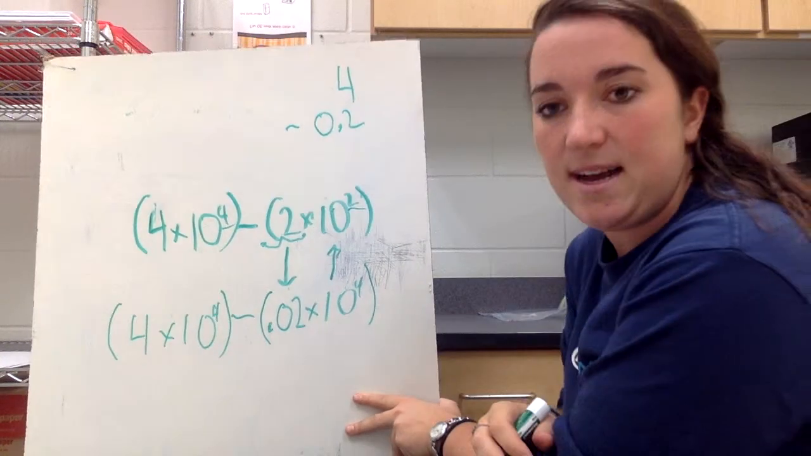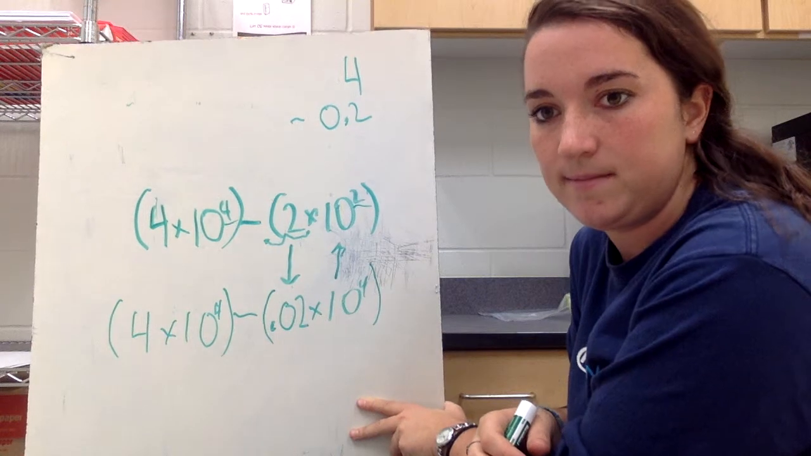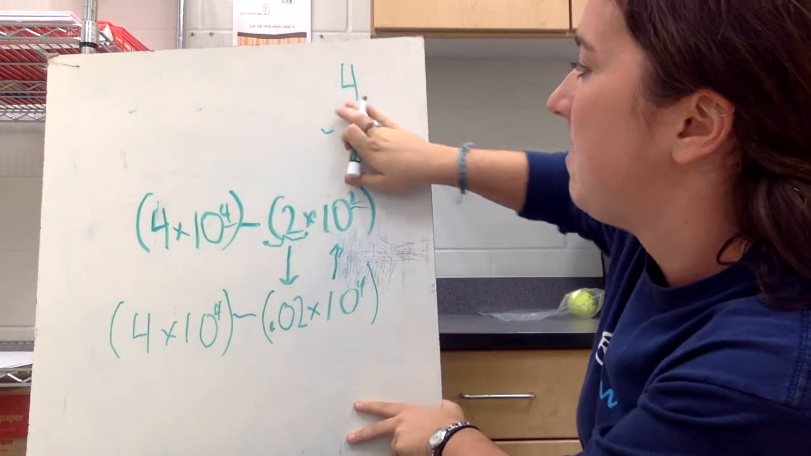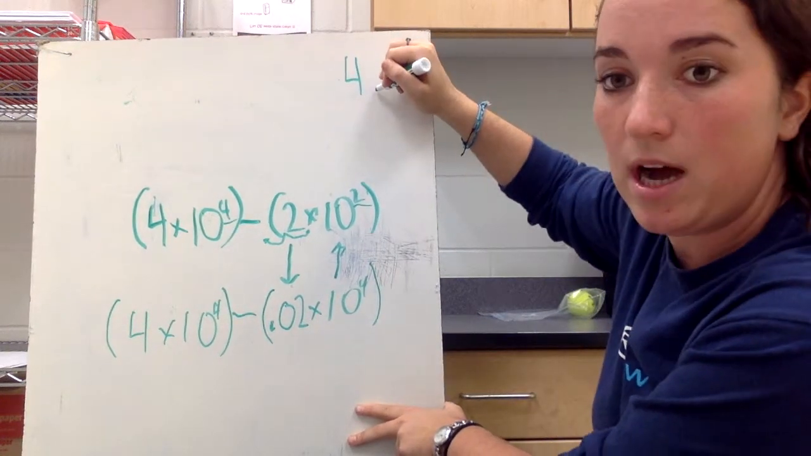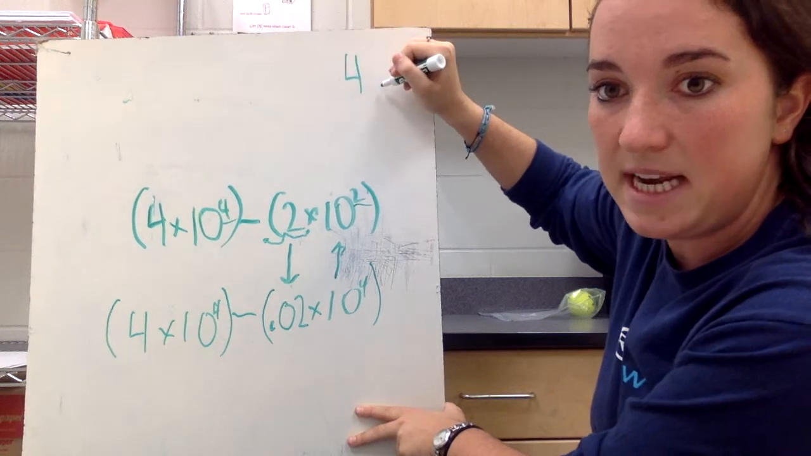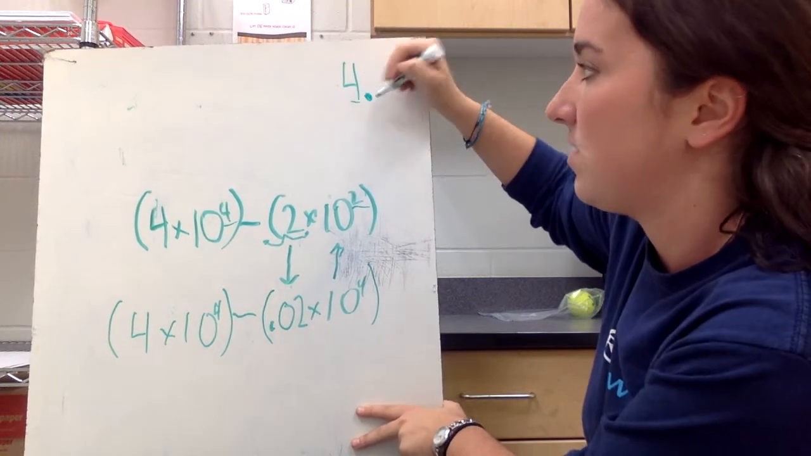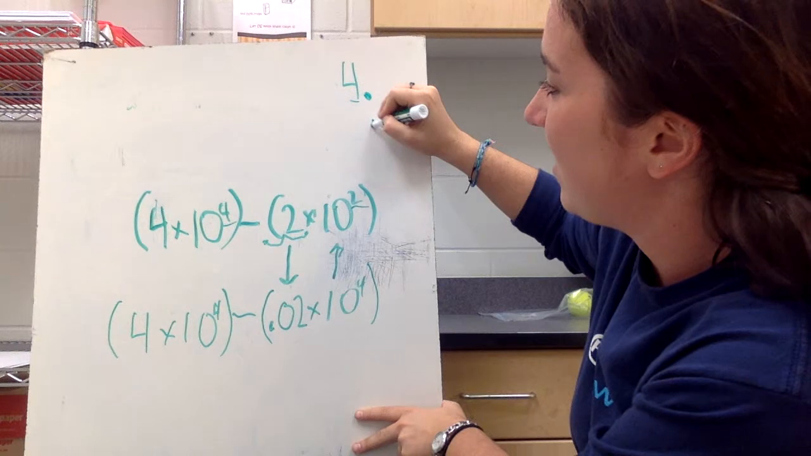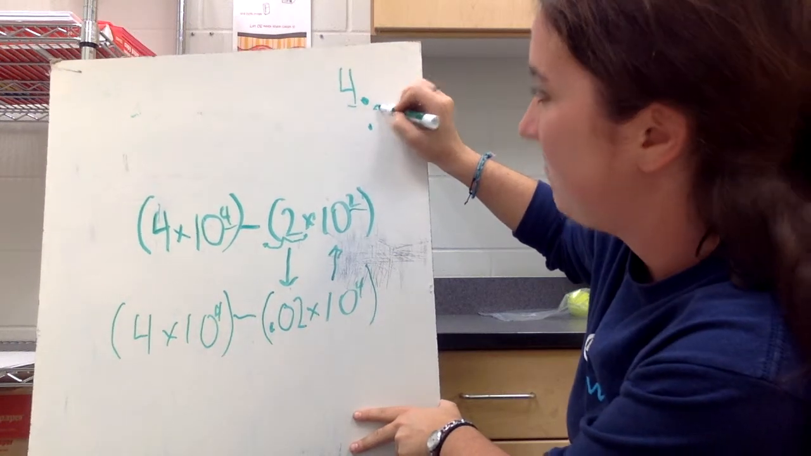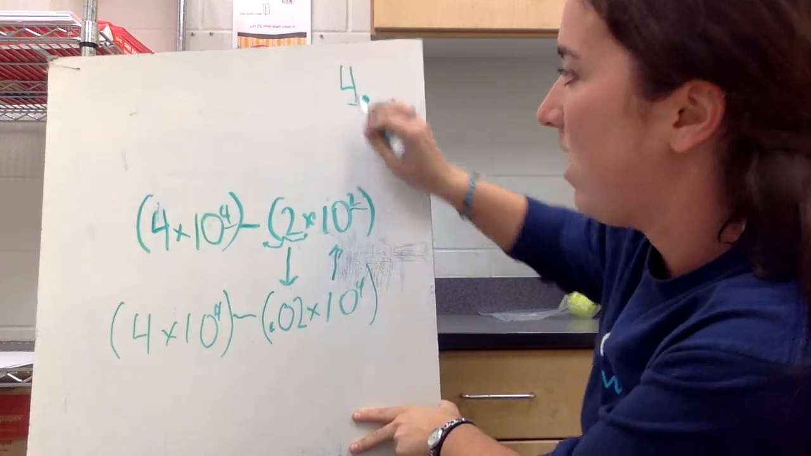I'm going to do my work up here, so I have 4 minus 0.02. Am I going to line it up like this? What did I do wrong? Yeah, I didn't line up my decimals. Where does my decimal go in 4? Does it go in front or behind it? It goes behind it because this is our ones place value. And then I'll line up my 0.02 or my 2 hundredths.